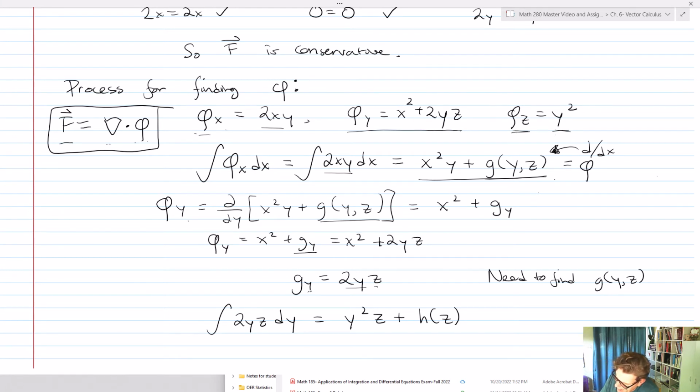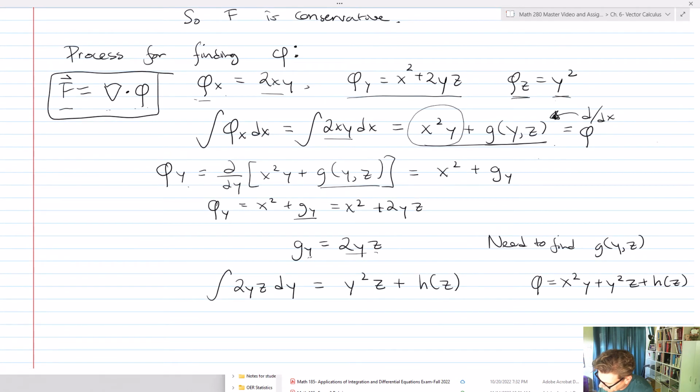If I add that to x squared y, then that's going to end up being the entirety of phi. So phi ends up equaling x squared y plus y squared z plus some function of z only. So we end up having some function of z only. We'll need to figure out what that is. All right.